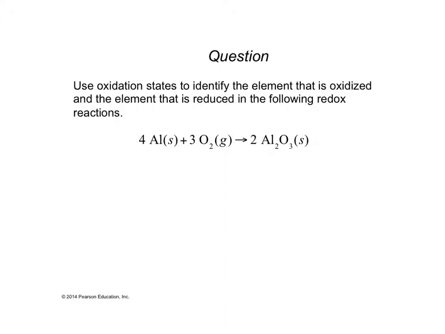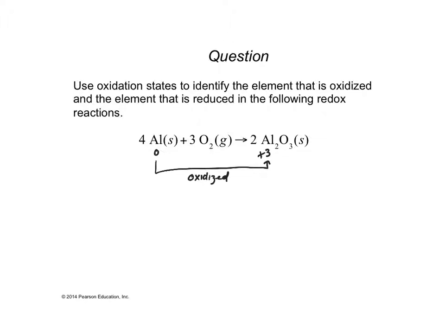Okay, so go ahead and get your answers in if you haven't. If you assigned oxidation states correctly, you would find that aluminum goes from a 0. What is aluminum in the product? What is its oxidation state? Should be a +3. So if it goes from 0 to +3, that means it lost electrons, specifically 3 of them. So this guy was oxidized.